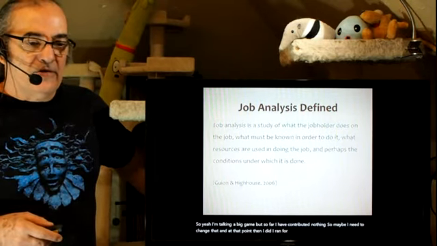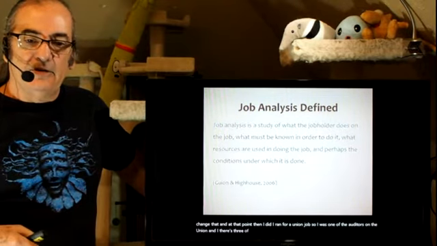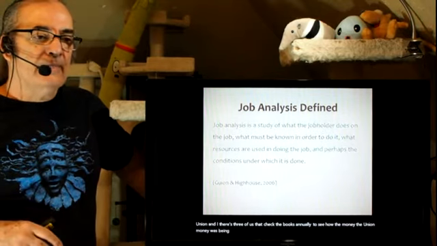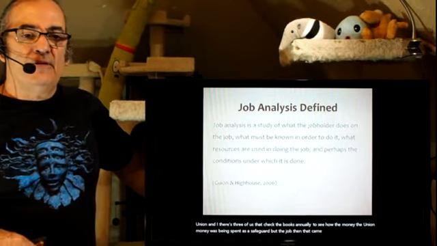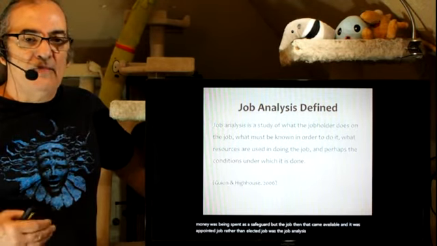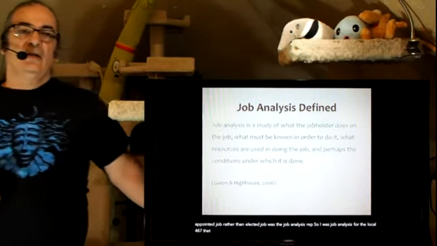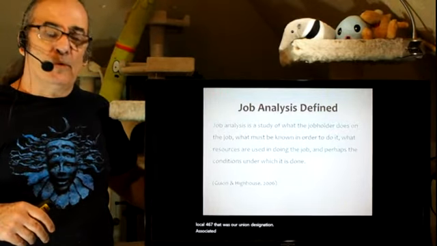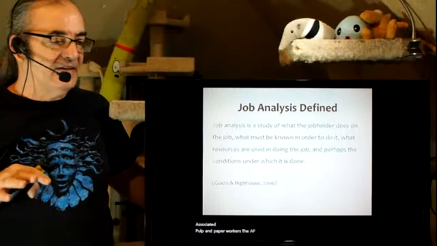So I was one of the auditors on the union, and there's 3 of us that checked the books annually to see how the union money was being spent. It was a safeguard. But the job then that came available, and it was an appointed job rather than an elected job, was the job analysis rep. So I was job analysis for the local 467. That was our union designation of the Associated Pulp and Paper Workers. I don't even remember the designation anymore.